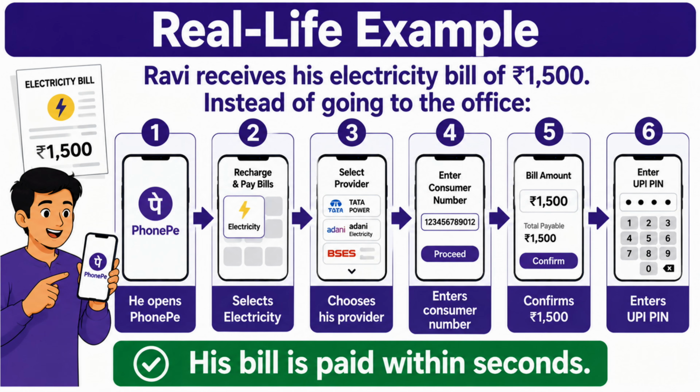Now we will see the real life example. Ravi receives his electricity bill of 1500 rupees. Instead of going to the electricity office, he opens PhonePe, selects electricity, chooses his provider, enters his consumer number, confirms 1500 rupees, enters UPI PIN. His bill is paid within seconds.